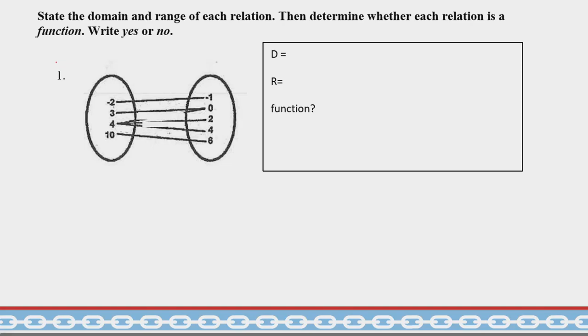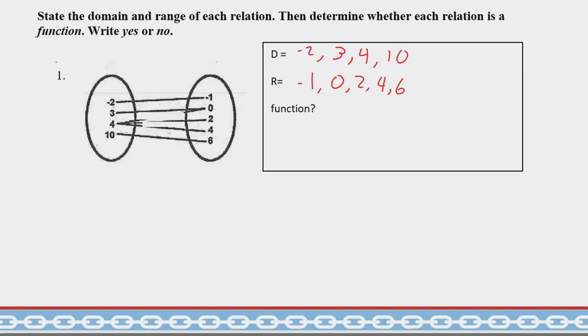So stating the domain and range, then determining whether it is a function or not, right? So your domain, list of all x values: -2, 3, 4, and 10. As I'm doing that, I'm looking for repeats in the domain. That's going to help me out with checking if it is a function. Range: -1, 0, 2, 4, and 6. Those are my range, right?